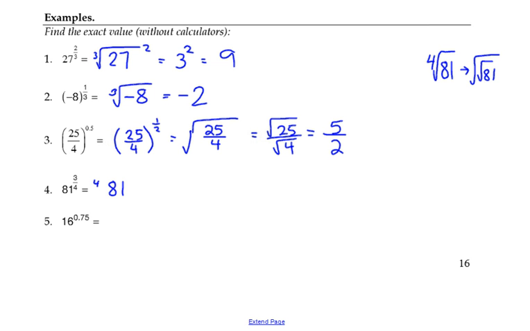The 4th root of 81 cubed. So 4th root of 81 is square rooting twice. Square root of 81, 9. Square root of 9, 3. So 3 cubed is 27.